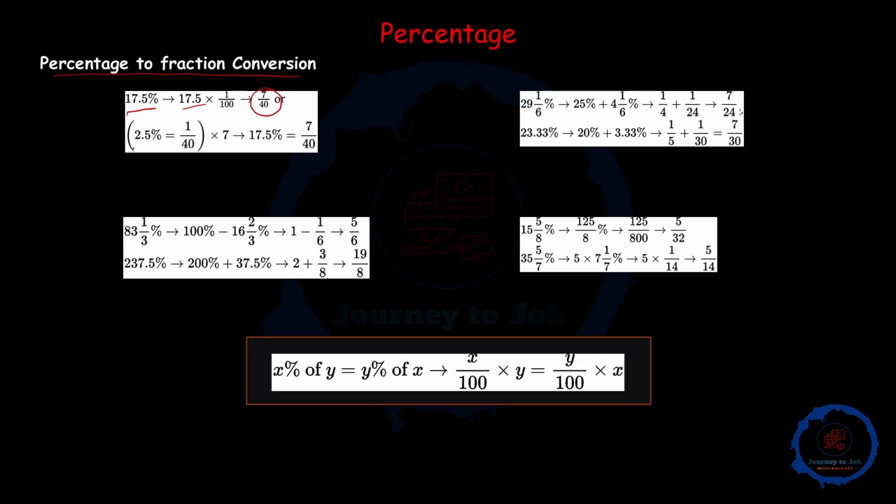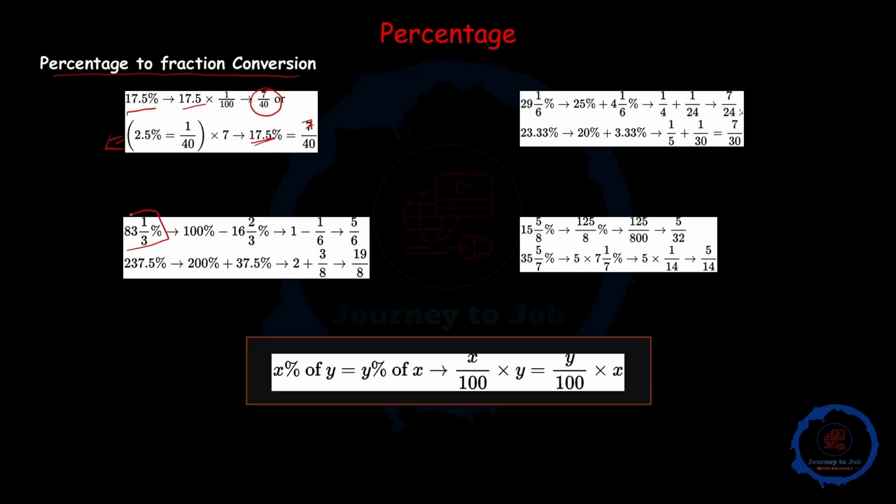Or one more way: by derived fractions also you can calculate this. 2.5 is a basic percentage, sorry, and 1 by 40 is a basic fraction. Multiplied with 7, you will get 7.5 percentage here and 7 by 40 here as a fraction. Okay, and 83 1 by 3 percentage.